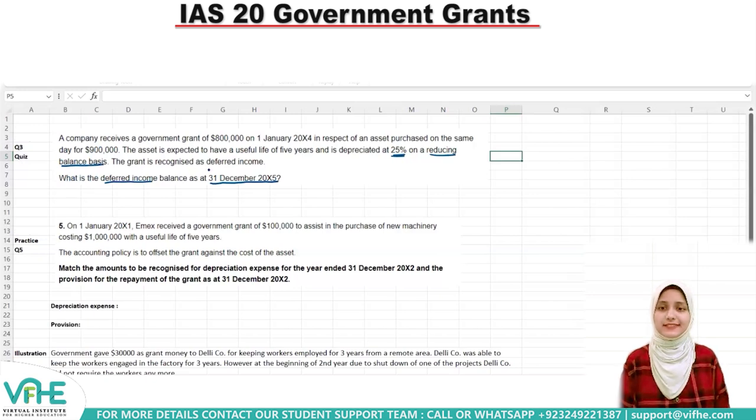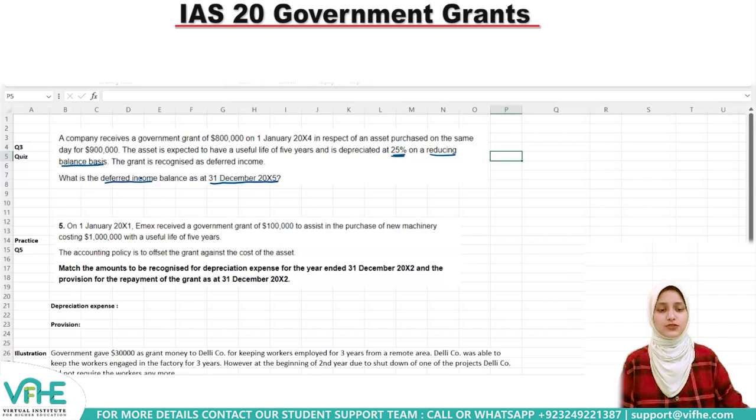The grant is recognized as deferred income. Okay, so they're not choosing method 2, meaning reduction of the grant from the cost of asset, but they're going to treat it as a grant income, and parallel they're going to create a deferred income in the balance sheet, right, up to the amount that they don't deserve. So anyway, now what was the requirement? Again, coming back to the requirement, they are asking the deferred income balance, the liability balance as of 31st December 2015.